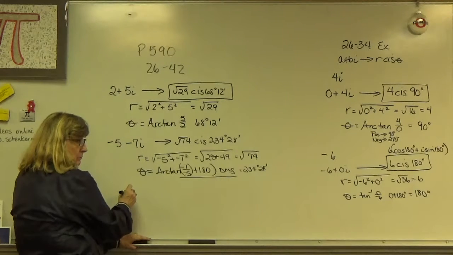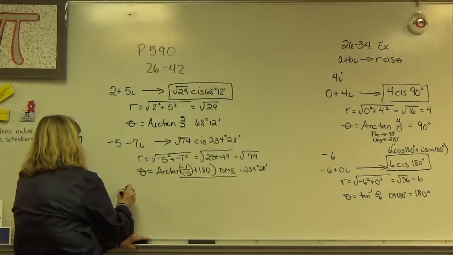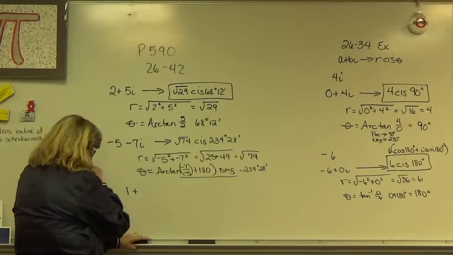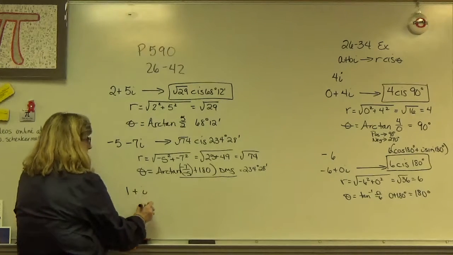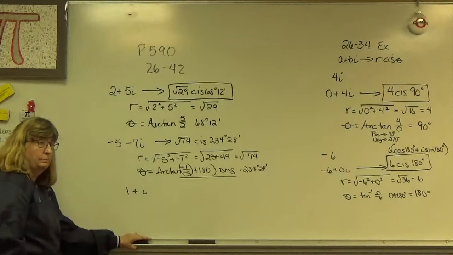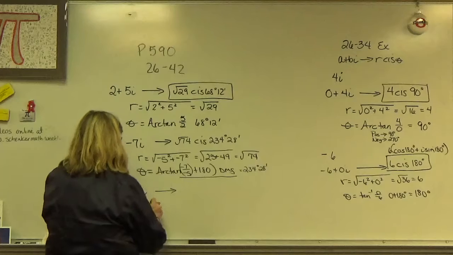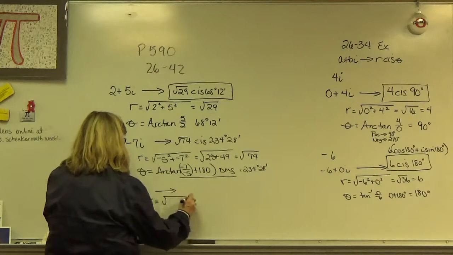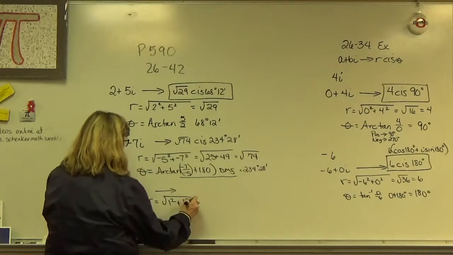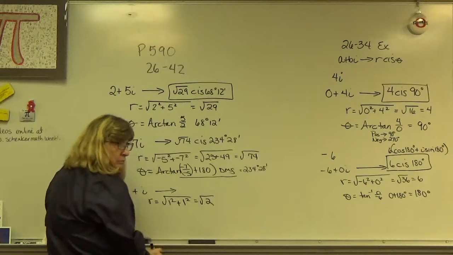No? -7, yes. -7? Okay. Let's do 1 plus i. So, White, what would I do to find r? Take the square root of 1 squared plus 1 squared. Right. So that would be the square root of 2.